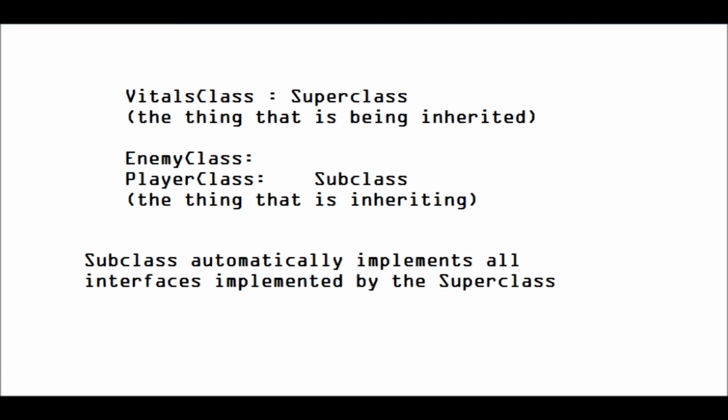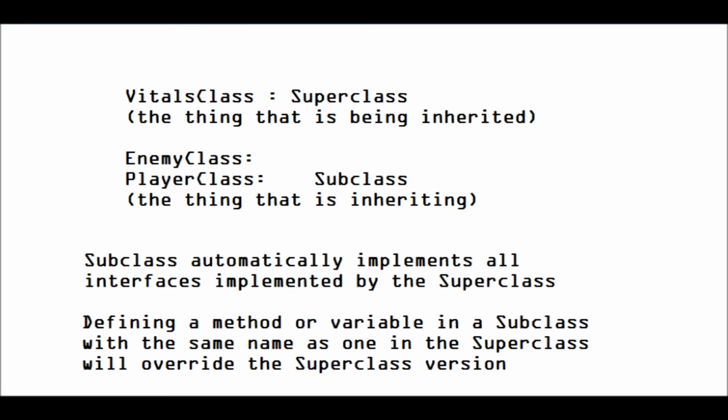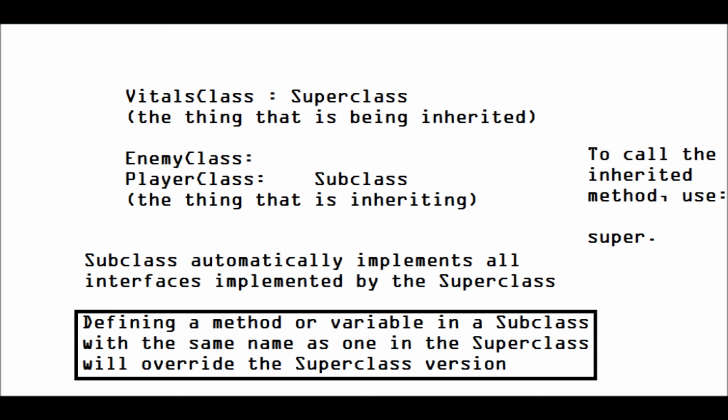Now, what happens when the subclass has, let's say, a method that has the exact same name as a method in the superclass? What happens? Well, the method in the subclass overrides the method in the superclass in that specific class. And so what you would have to do if you did want the method from the superclass and not the subclass, you would have to do super dot and then whatever the name of that method is to get the one from the super. And I definitely need an example for that one.